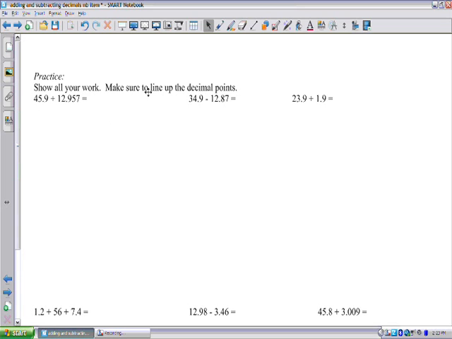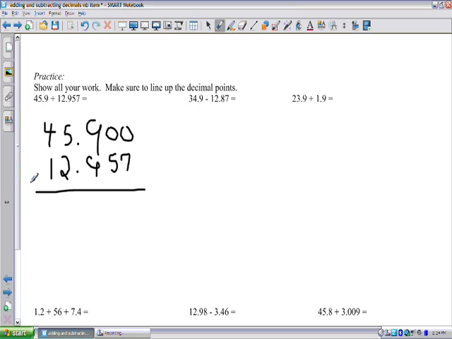First one is addition. 45 and 9/10 plus 12 and 957 thousandths. So we're going to write it this way. 45 and 9/10. I want to line up my decimal. 12 and 957 thousandths. I'm going to add in my place value zeros just to make it easier for me. 0 plus 7 is 7. 0 plus 5 is 5. 9 plus 9 is 18. So we're going to carry.